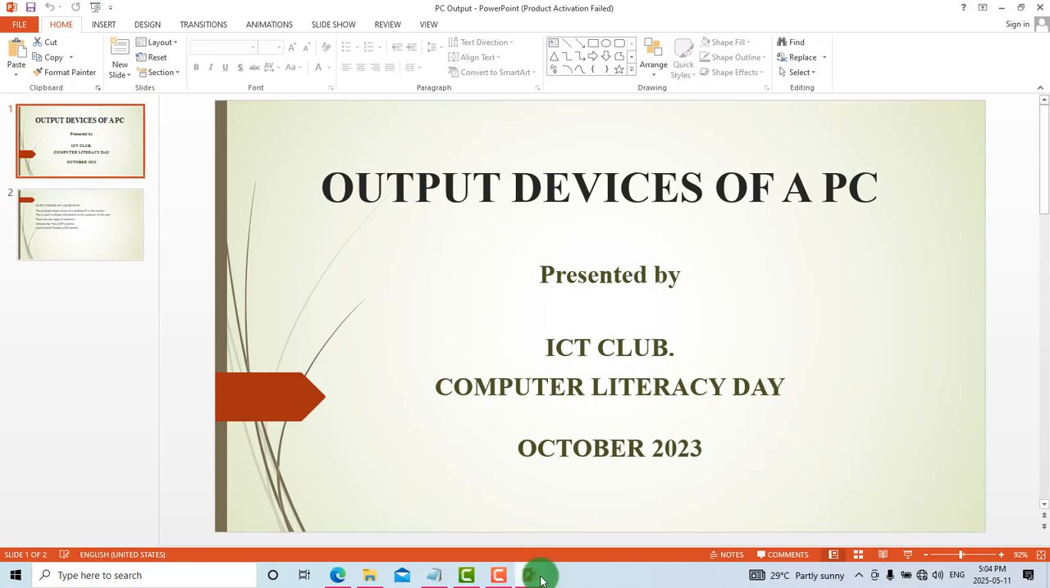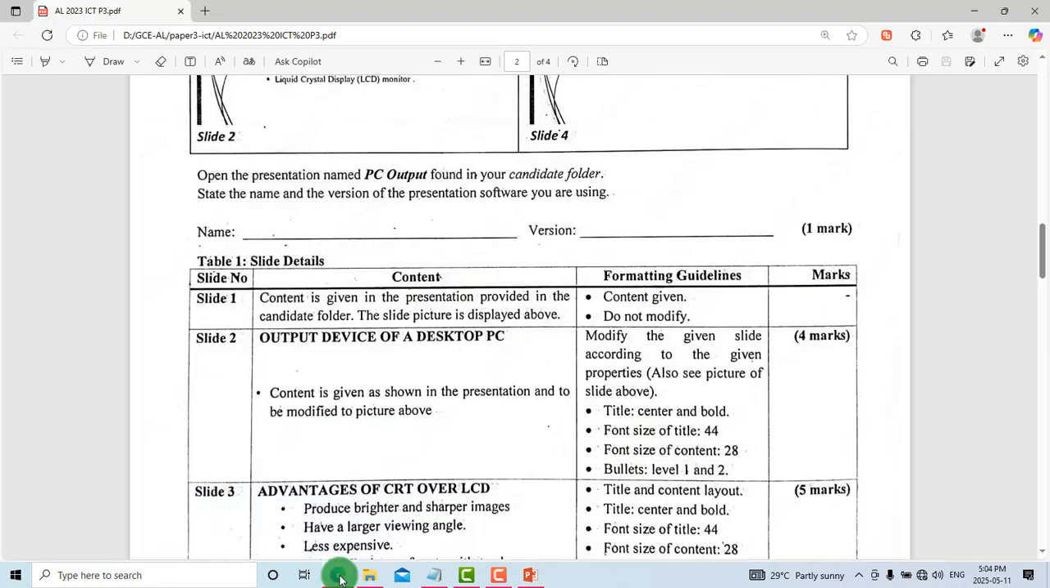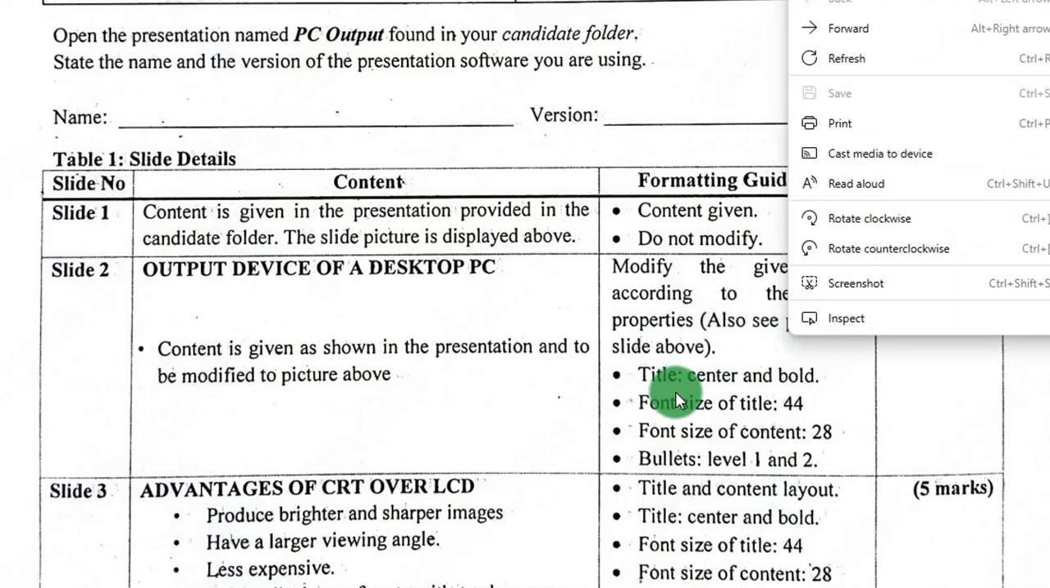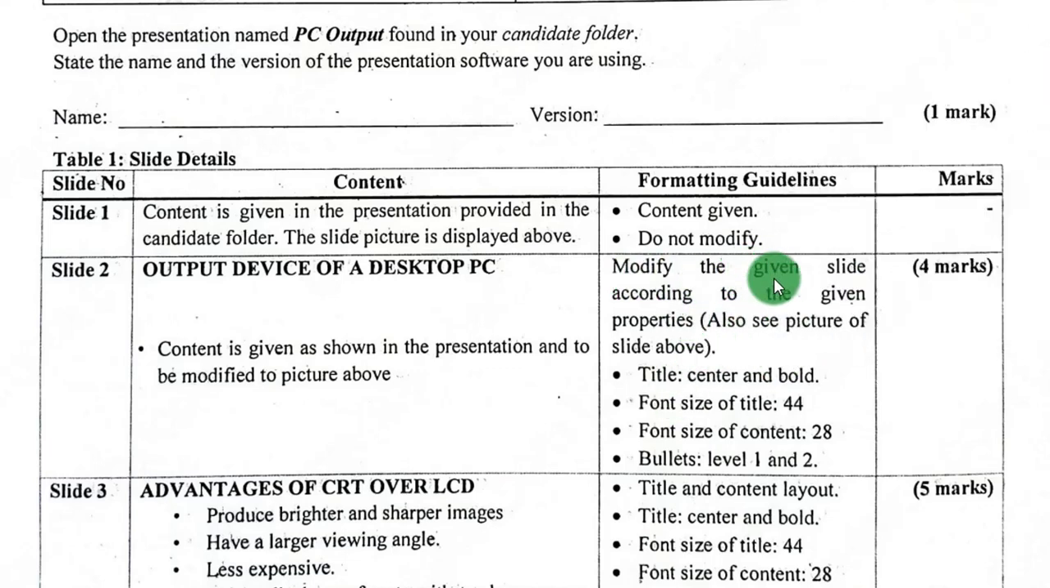Now let us move to slide 2. What is the question saying? For slide 2, the content is that you should copy all what you are seeing in this box. So this is the content of slide 2. Now, the formatting guideline means that you are supposed to modify the given slide according to the given properties. These are the properties. Number 1, they say the title should be center and bold. The font size should be of size 44. So this is the font size of the title, 44.